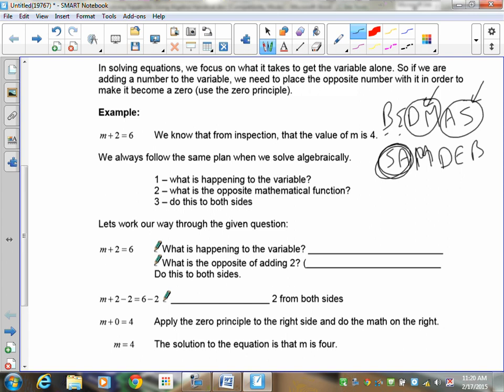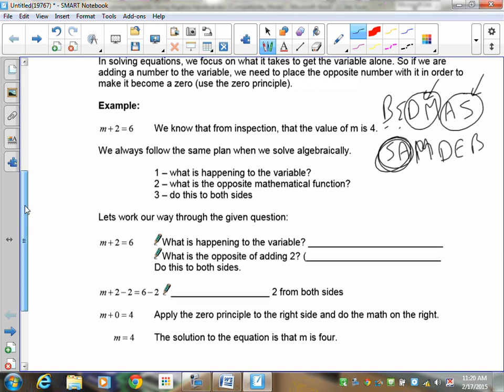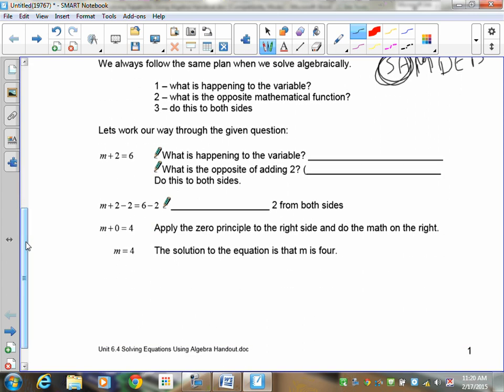So I've got m plus 2 is equal to 6. The first question I'm going to ask you is, what's happening to the variable? Well, here's your variable. What's happening right there? Well, we are adding 2. That's the plus 2. So in order to undo or reverse it, how do you back up and do the opposite of adding 2? You have to subtract 2.